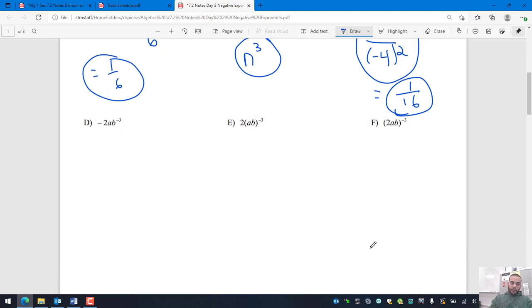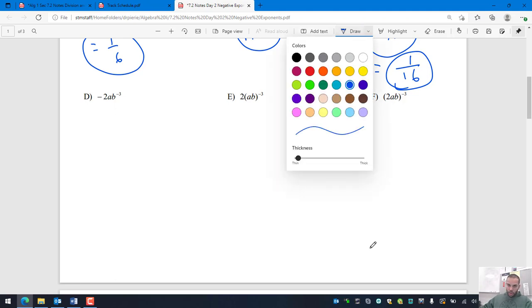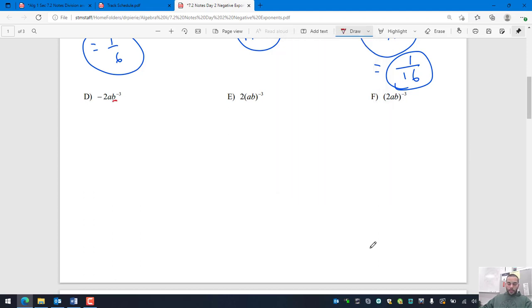Okay, for example D, got to be careful here. We have negative 2a, b raised to the negative third power. Okay, for this one, because there's no parentheses, the only thing being raised to the negative third power is just the b. So when we ultimately move that thing to the denominator to make it a positive exponent, the b is the only thing that's going to go. Okay, only the b is being raised to the negative third power. Everything else has to stay. So when we rewrite this, we're still going to have a negative 2. We're still going to have an a, but in order to get rid of that negative exponent, the b has to move to the denominator, and it becomes b to the third power.